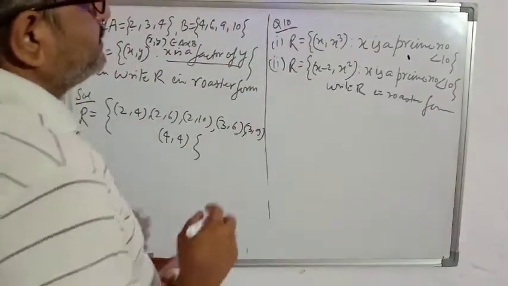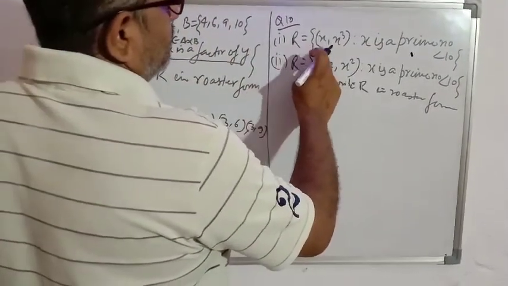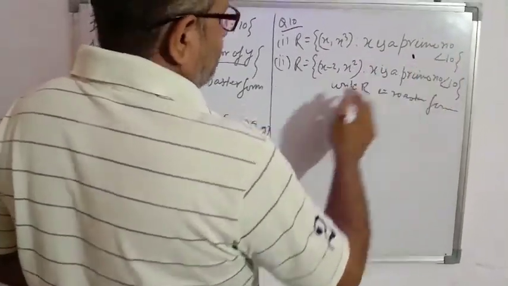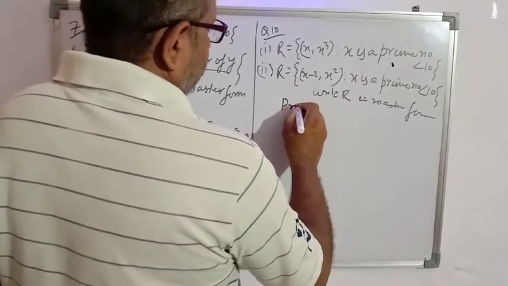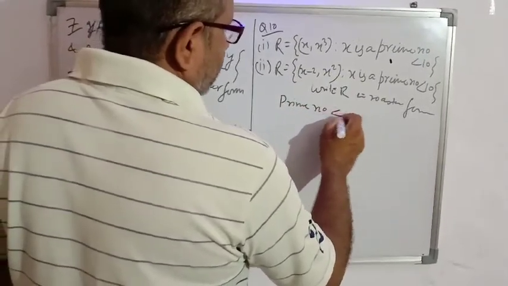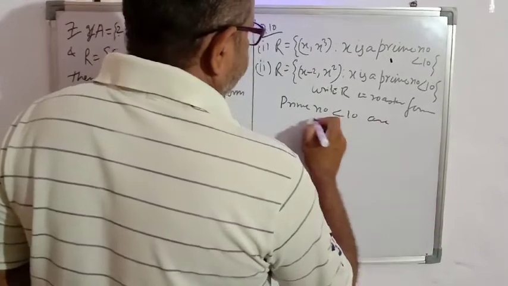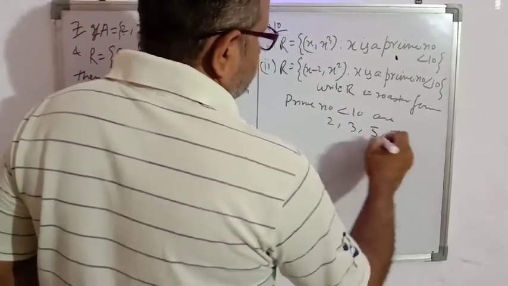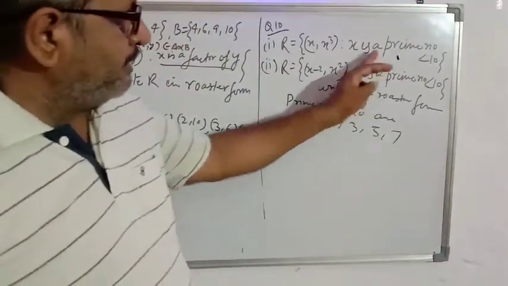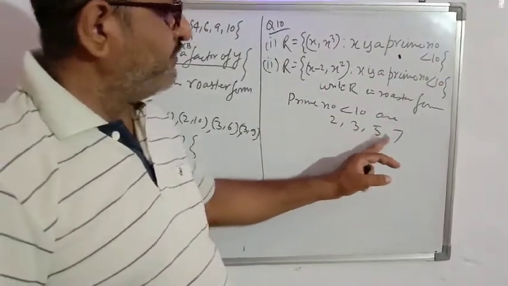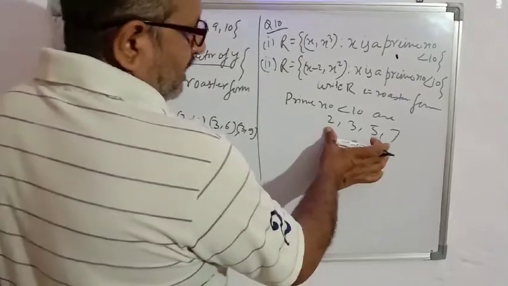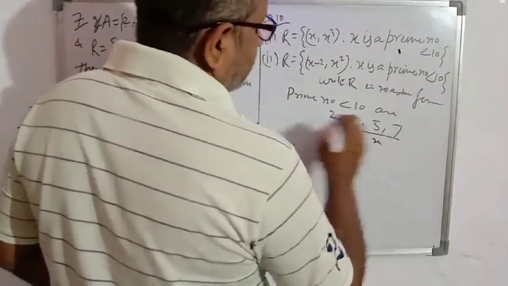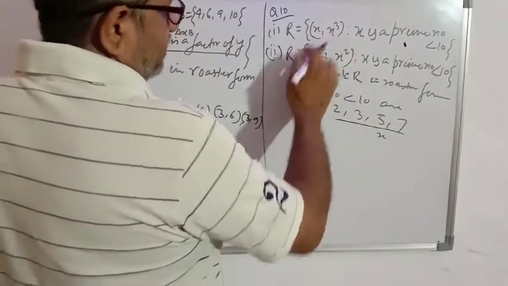So what is the first part? R is equal to {(x, x cube) where x is a prime number less than 10}. So write the prime numbers less than 10. They are 2, 3, 5, 7. Prime numbers less than 10 are 2, 3, 5, 7. These are the values of x, so we have to put these values here.